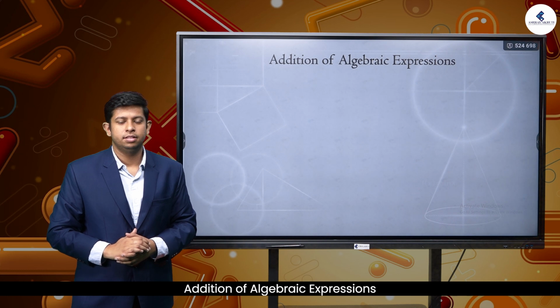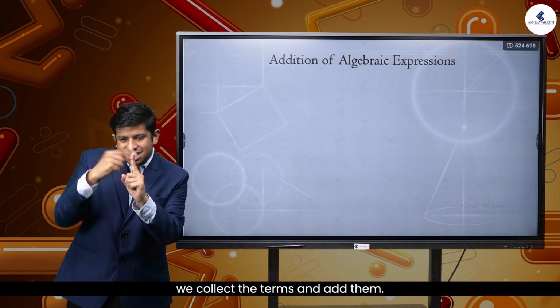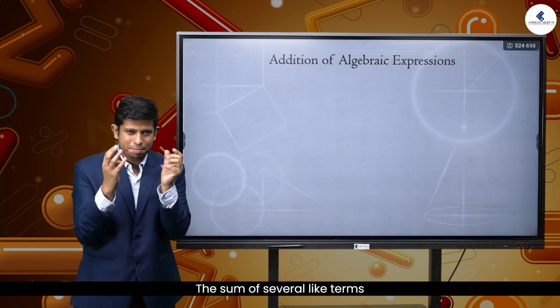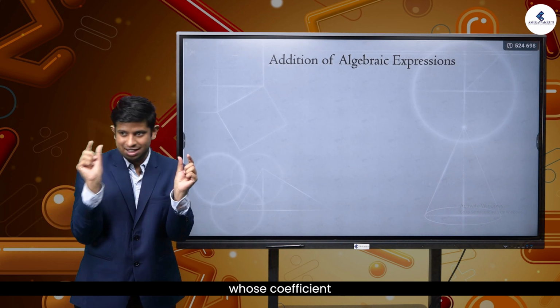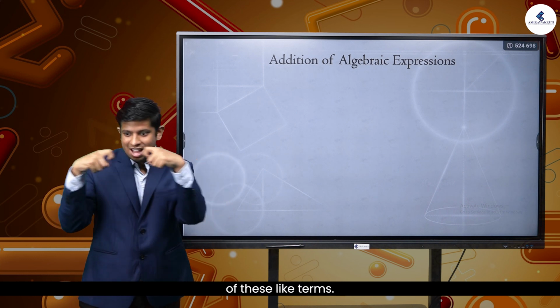Addition of algebraic expressions. While adding algebraic expressions, we collect the terms and add them. The sum of several like terms is the like term whose coefficient is the sum of the coefficients of these like terms.